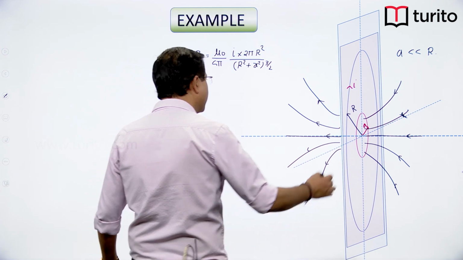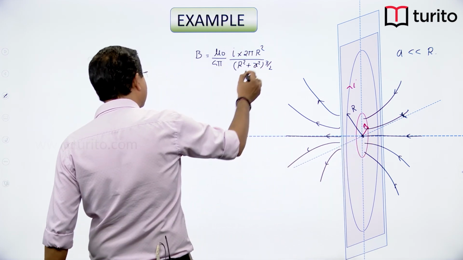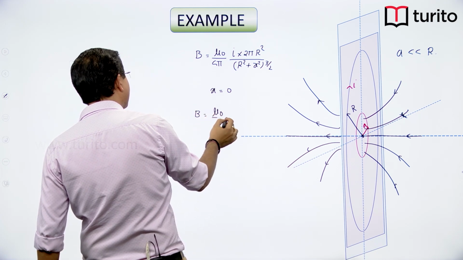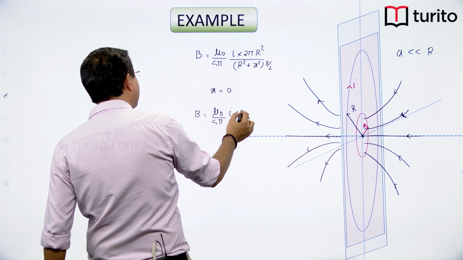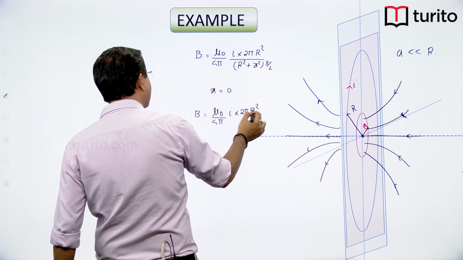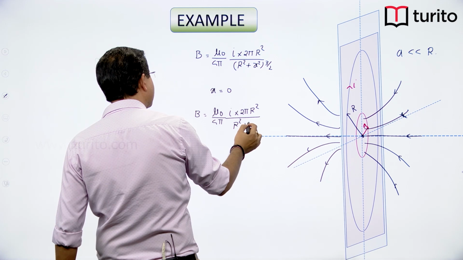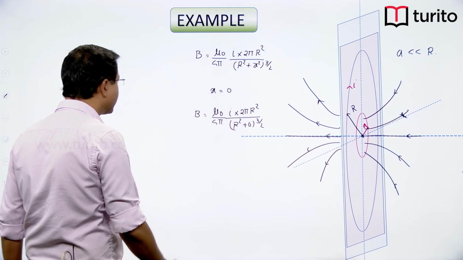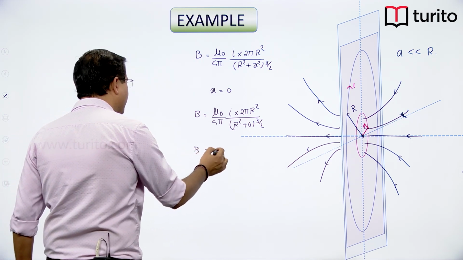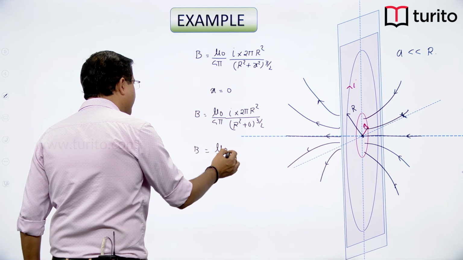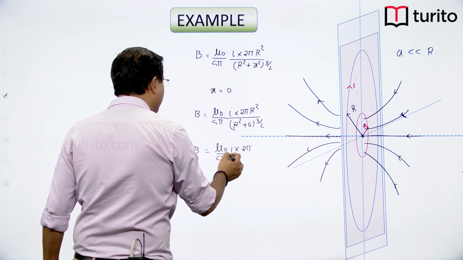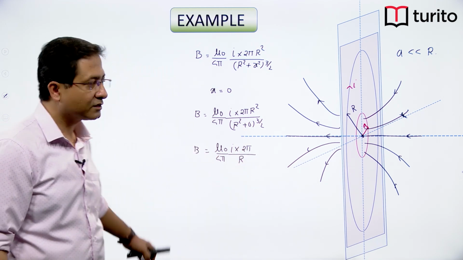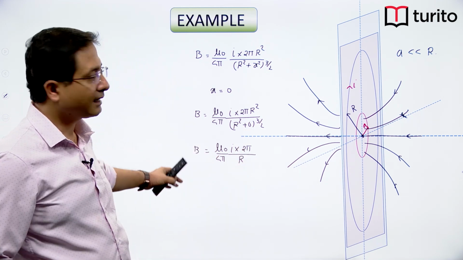As we are interested in finding the field at the center, x has to be 0. So for x equal to 0, we get B is equal to mu naught upon 4 pi, I into 2 pi R square, divided by R square plus 0 to the power 3 by 2. This R cube will get cancelled out with R square in the numerator. So mu naught upon 4 pi, I into 2 pi divided by R cube, only R will be left. So this is the formula for the magnetic field at the center.